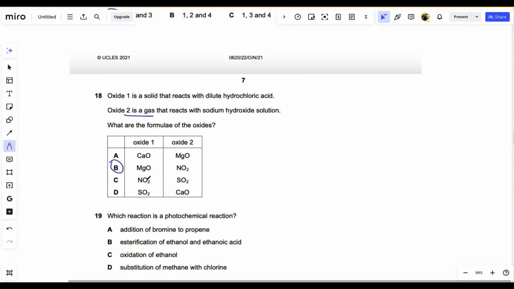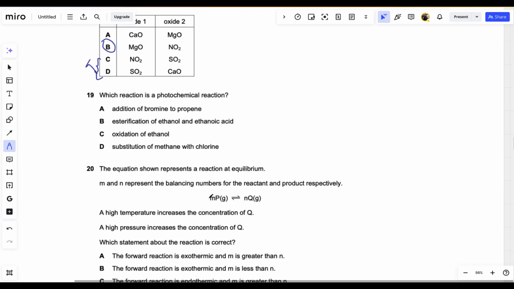Oxide 1 is a solid. C and D, you can see they are gases, they are not solid. So C and D are wrong. The correct answer is B. Now we go to question 19. Which reaction is a photochemical reaction?